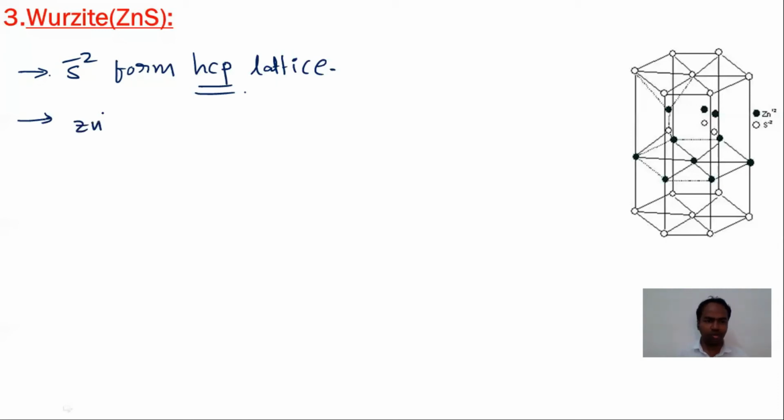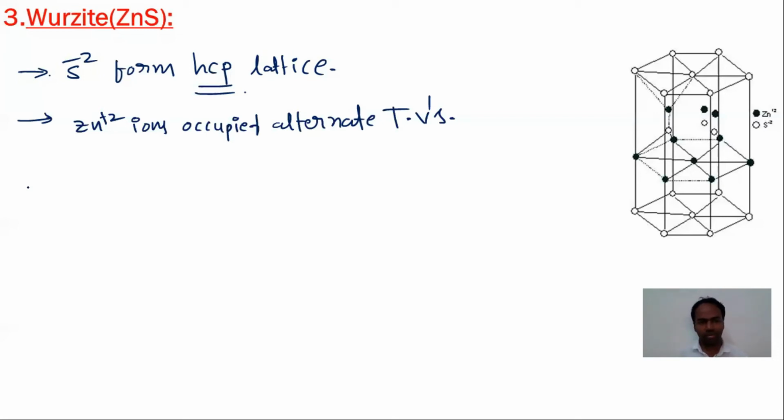Zn²⁺ ions occupy alternate tetrahedral voids. The remaining features are the same as in zinc blende. This diagram shows the HCP lattice. Here Zn²⁺ and S²⁻ form the HCP lattice.